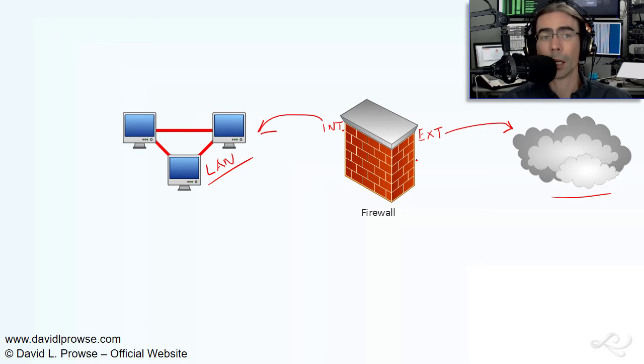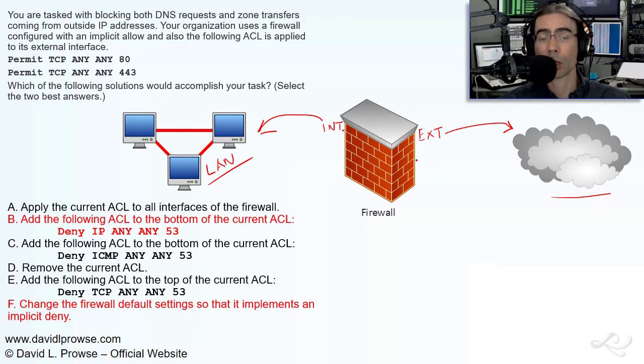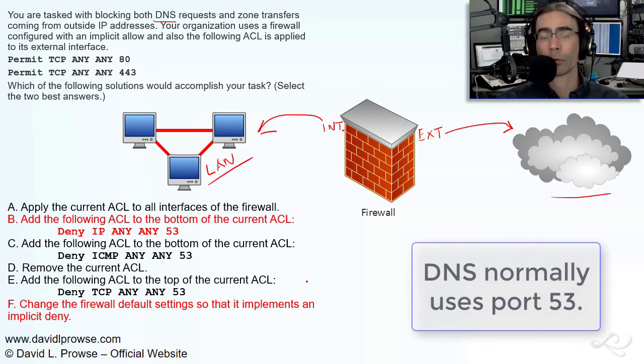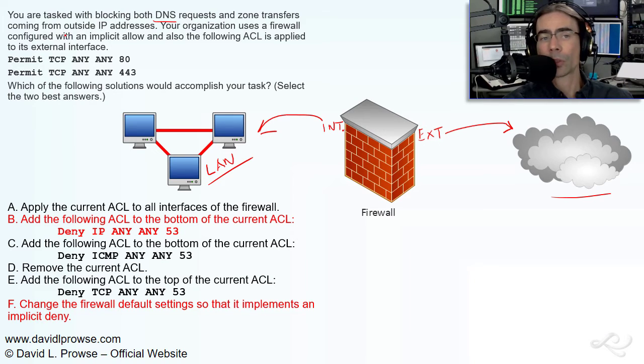Now let's bring the question back up and the answers with the correct answers. Let's talk about the question, the correct answers, and the incorrect answers. Now it says you are tasked with blocking both DNS requests, right? DNS requests and zone transfers, DNS zone transfers. So we know we're talking about port 53 here. And what we're interested in is outside IP addresses. So external over here, users out on the internet. You want to block servers and users and everybody on the internet from being able to do DNS requests and zone transfers through your firewall.